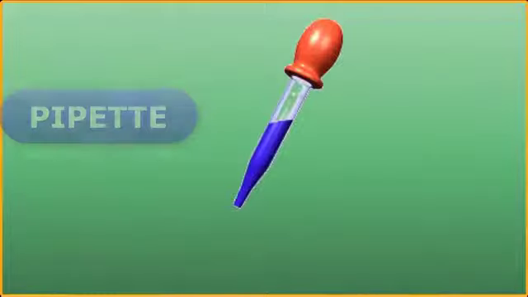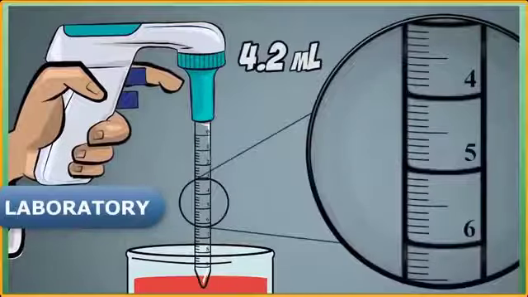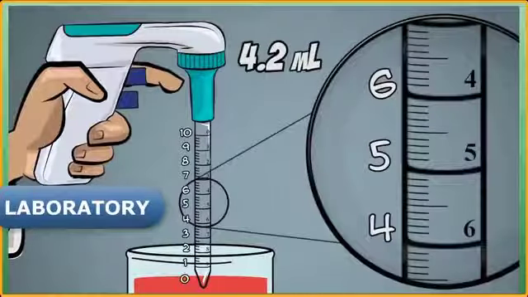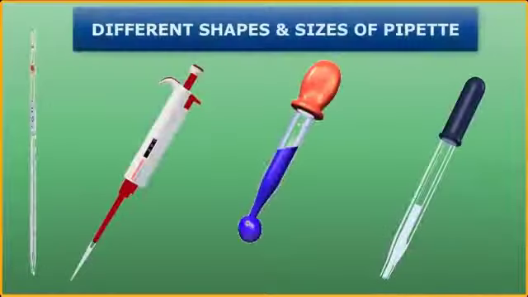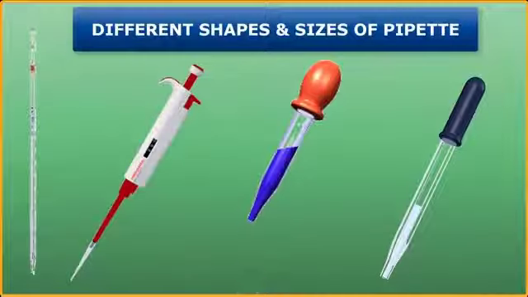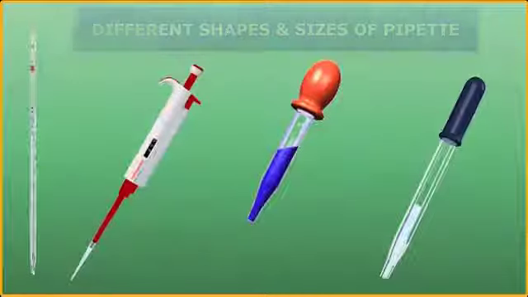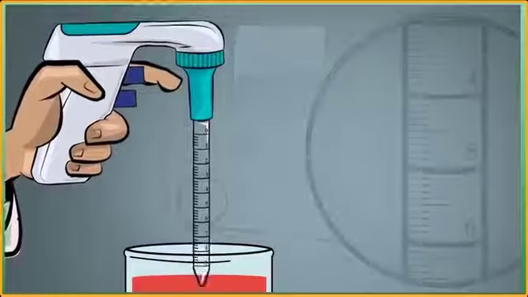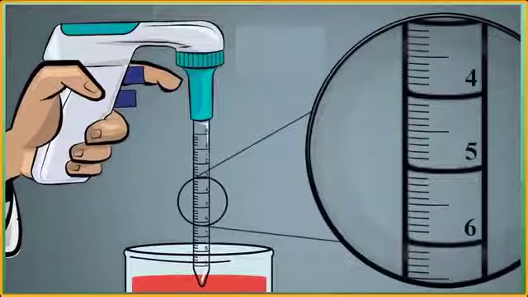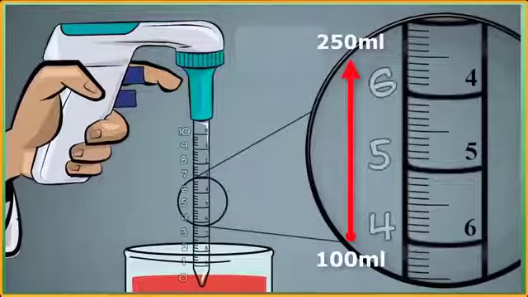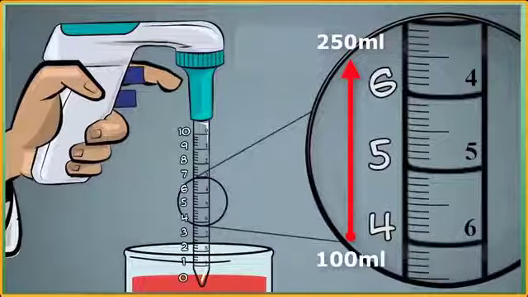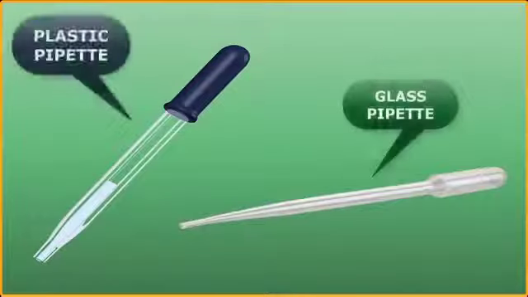Pipette. Pipette is normally used in the chemistry or biology laboratory to measure a small quantity of liquid. Pipettes have many shapes and sizes. There is a specific scale of volume drawn on it. It is commonly available in ranges from 100 ml to 250 ml. It is made up of plastic or glass.